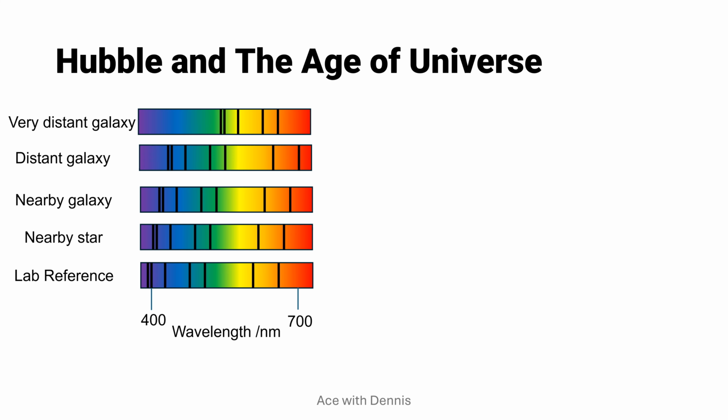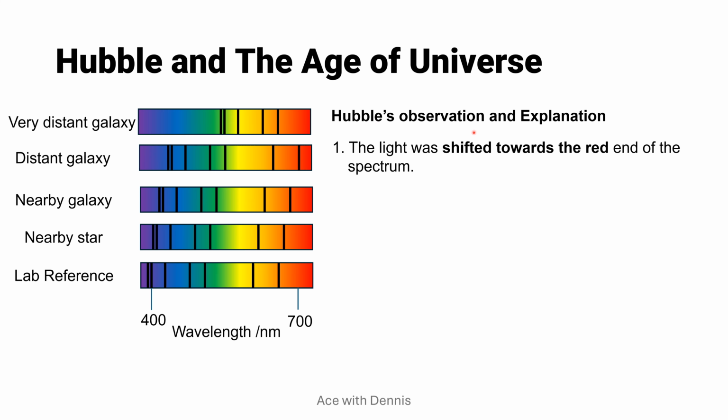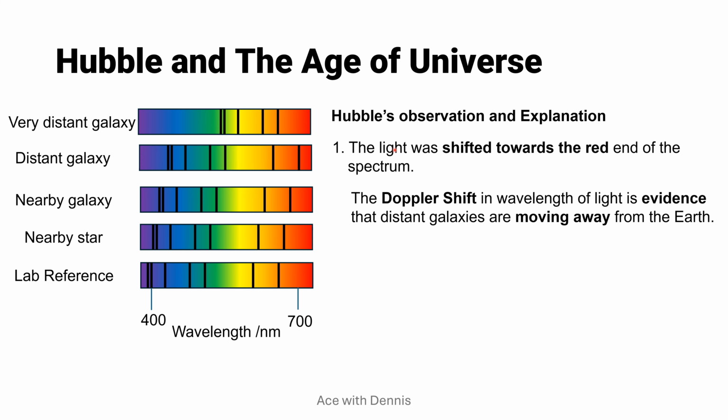So here are some light spectra from the lab reference all the way to a very distant galaxy. Here are some of Hubble's observations and explanations. The first point is the light was shifted towards the red end of the spectrum. So this is the red end and this is the blue end. As the objects are getting further away, the lines will move towards the red end. The reason is that the Doppler shift in wavelength of light is evidence that the distant galaxies are moving away from the Earth.